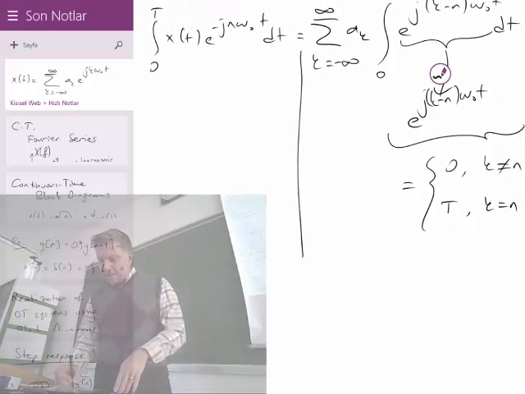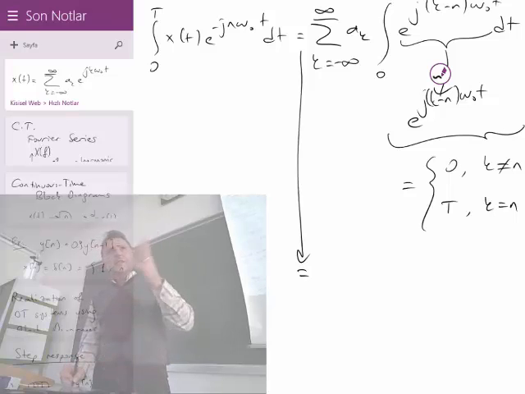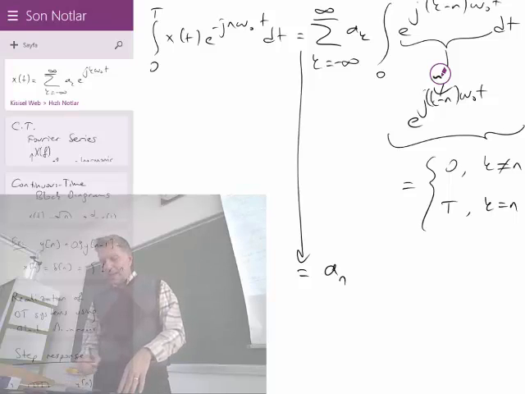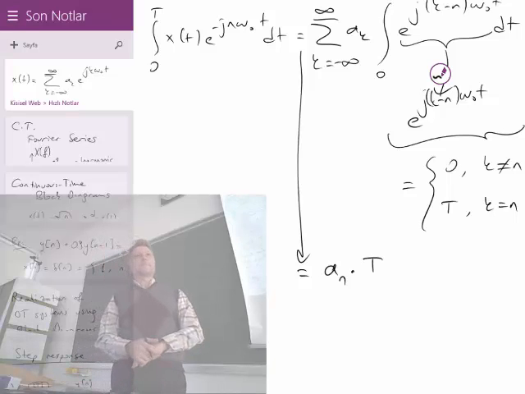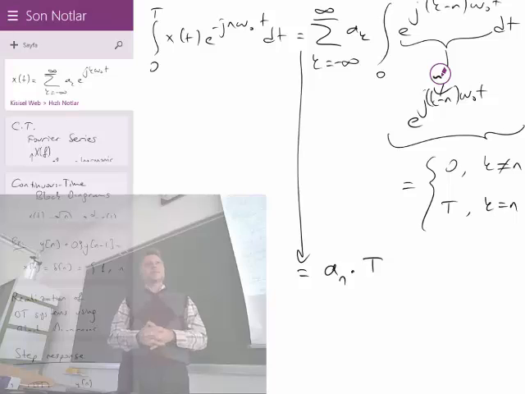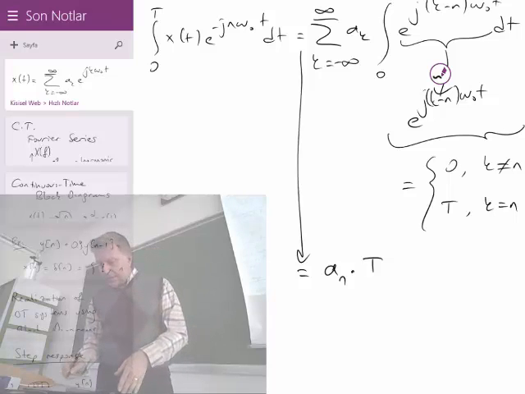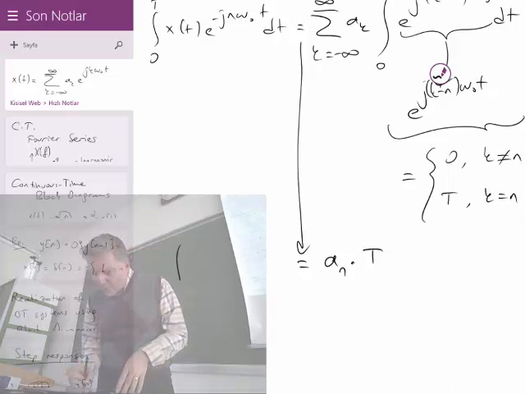Therefore, the summation is always 0 except for one point, and that one point is when k is equal to n. a_n will be here times capital T. When k is equal to n, a_k is a_n, and the integral is capital T. For the others, the integral is 0. And that is equal to the integral from 0 to capital T, x of t e to the minus j n omega 0 t dt.